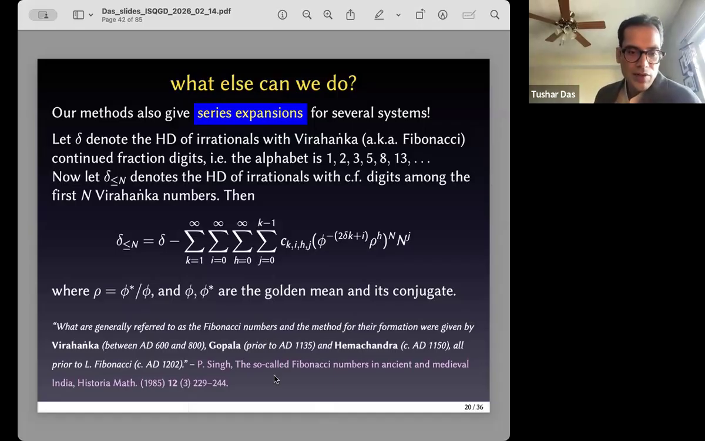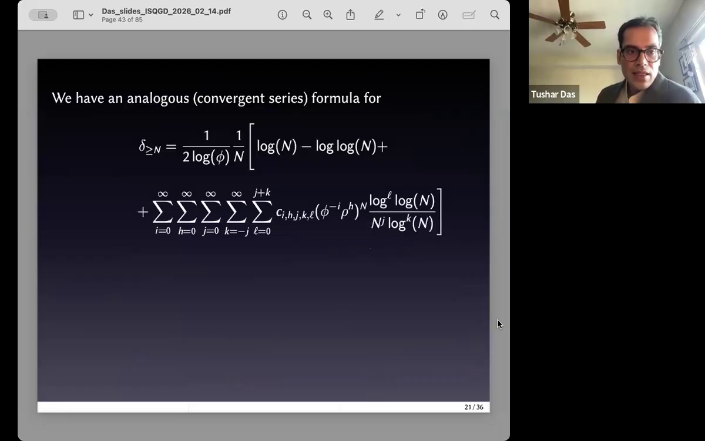If this was known to you, you could ignore this. But if you're interested in reading about how these Fibonacci numbers showed up, in one of our talks by Professor Tomar, we heard some of these names earlier. She mentioned Pingala and Virahanka and Gopala and Hemachandra. And there's a great article in Historia Mathematica by Paramanand Singh that is linked on this slide if you're so interested.